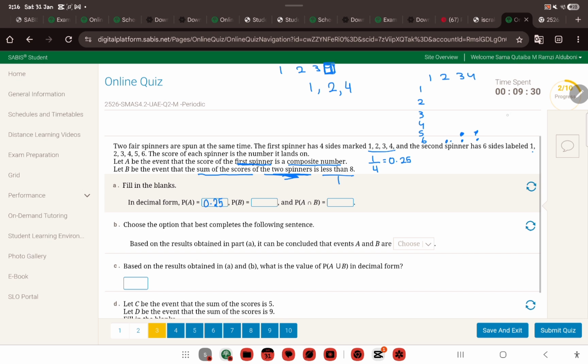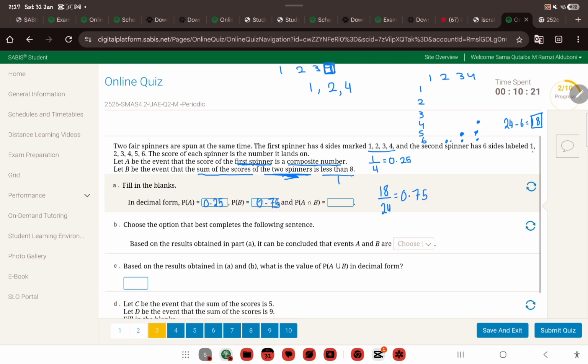Okay, so we have 4 and 4 as well, which amounts to 8. So we have 6 values which are greater than 8. So we do the total number of arrangements, which is 6 times 4, which is 24, minus 6. 24 minus 6 is 18. 18 is the total number of sums which are less than 8. So we do 18 divided by the total number of arrangements, which is 24, and we get 0.75.